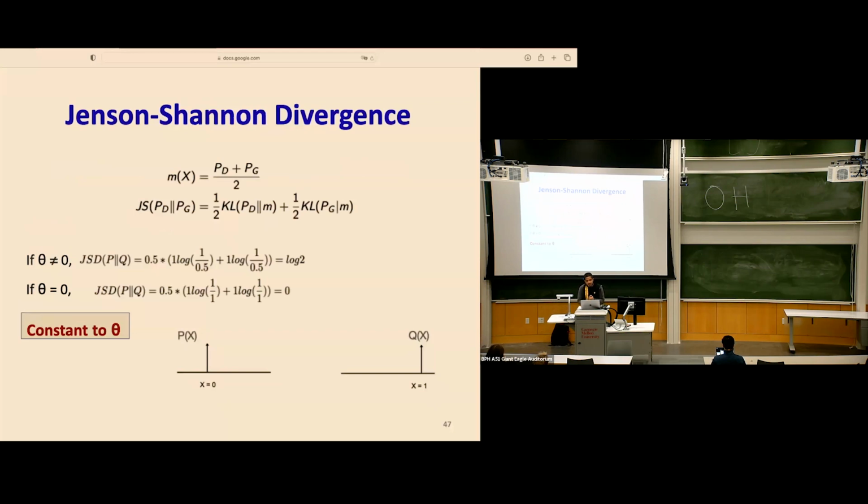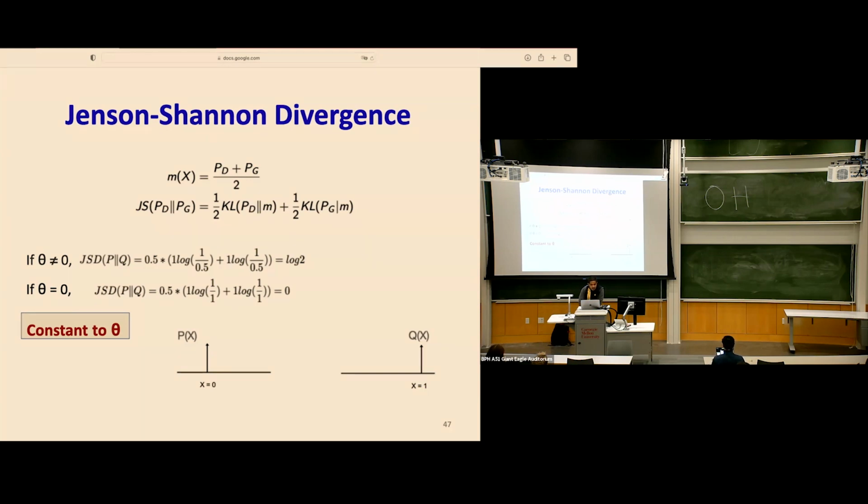So that's why we use Jensen-Shannon divergence while training GANs. In this case, we calculate the mean distribution using those two distributions, which is given by m(x). Then we calculate the Jensen-Shannon divergence by calculating the KL divergence between each of those distributions and the mean distribution. The formula is given here.